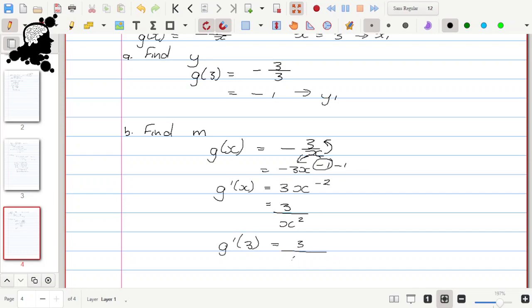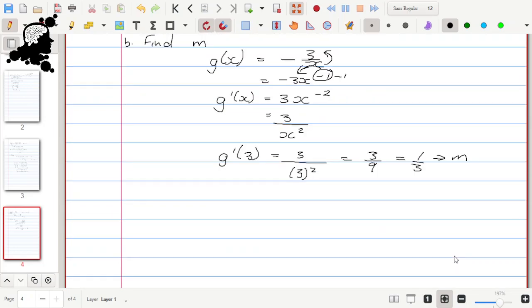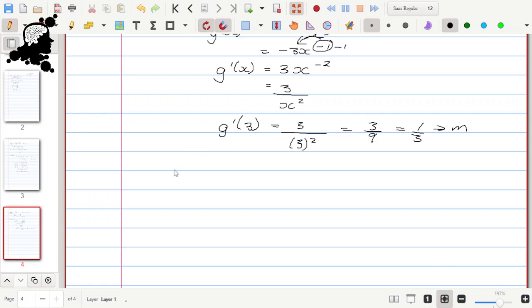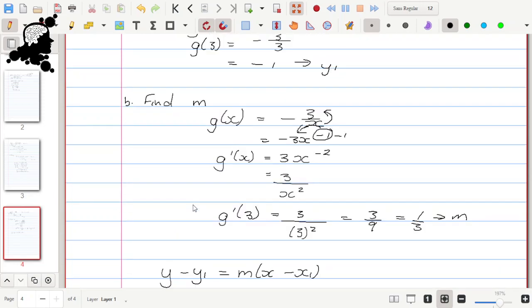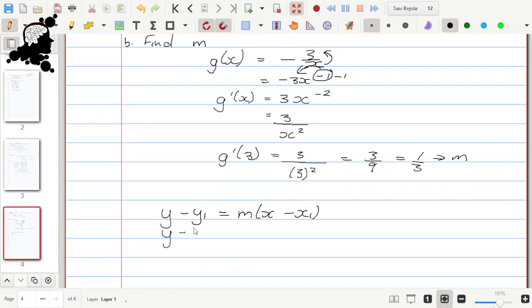This is 3 over 3 squared, which is just going to give me 3 over 9, which is 1 over 3. This is my gradient. Now I can find the equation of the tangent. I can say y minus y1 is equal to m into x minus x1. So, y minus our y1, we got it as minus 1. So, minus 1 is equal to our gradient of 1 over 3 into x minus x1.